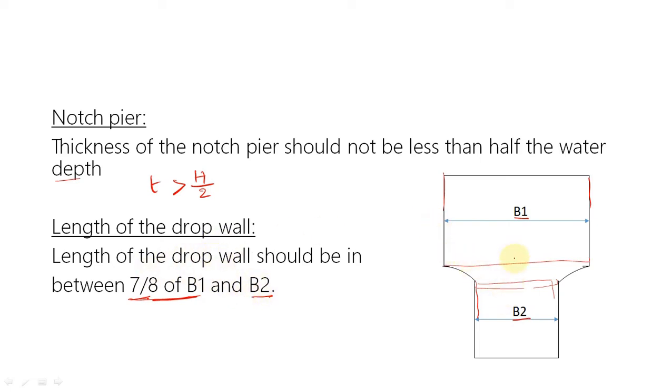Suppose B1 is equal to B2, which means the canal has a constant bed width on the upstream and also on the downstream side. Then the length of the drop wall must be equal to the width of the canal. Then you need not follow this rule. In case the channel width is varying, then you will follow this.